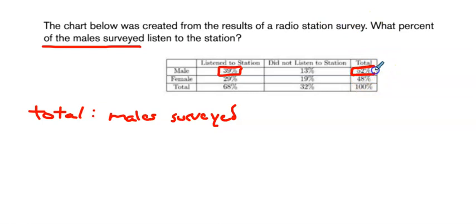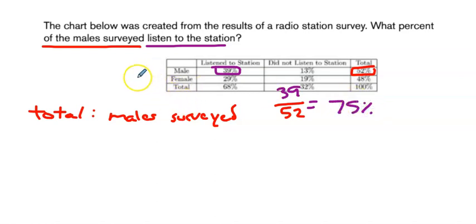Our total is out of all 52% who were asked, and if you think of this as 100 people, that might work well as well, but out of the total 52% of people who were asked, how many of them listen to the station? Well, listening to the station, that's 39% of the 52% they asked, right? The other 48% were not of the males, they were female, so they don't count in this survey. So if we look at 39 divided by 52, that is going to be exactly 75%. So 75% of the males they surveyed listened to the station.